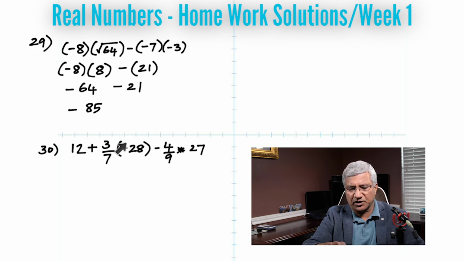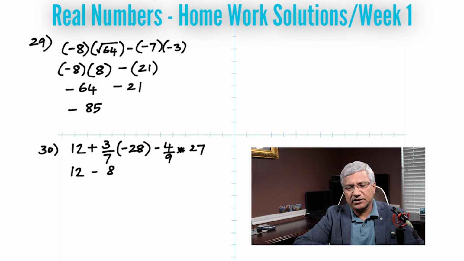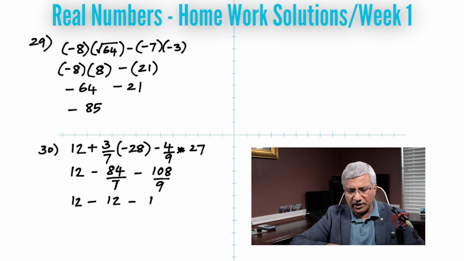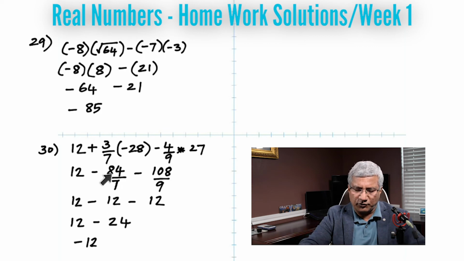There's another multiplication here, isn't it? Okay, so 12. And then 28 times 3. Actually, negative 28 times 3 is negative 24 by 7. And then the other product, negative 108 when you do these two. And then I just divided 84 by 7. I got 12. This is also 12.